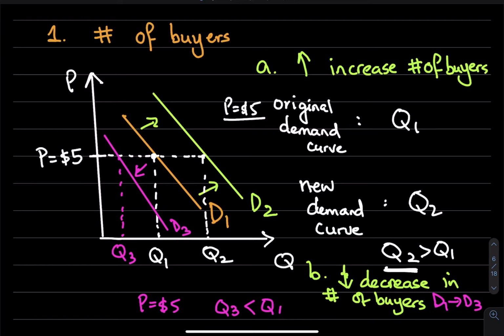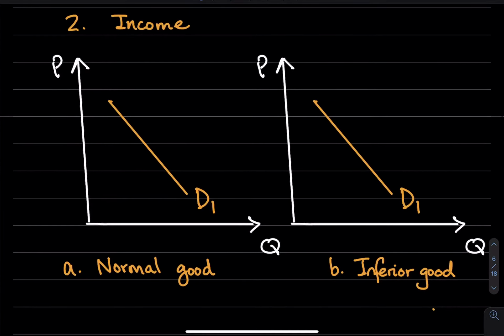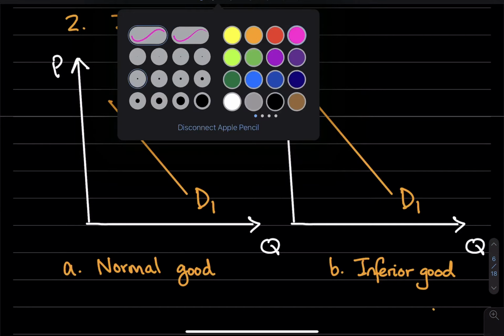Okay, so what you need to do, and you want to practice this a lot, is always think about what the factor is and what should happen. Write it down and then try to see if the graph tells you the same story. Okay, so let's move on to the next factor which can shift demand, which is income.